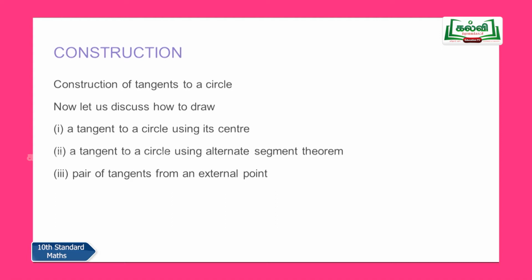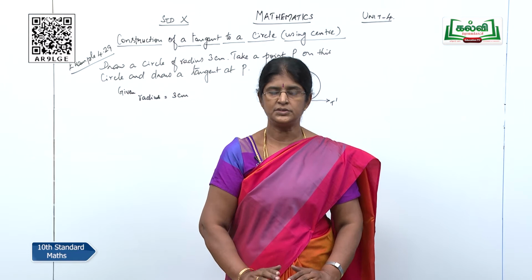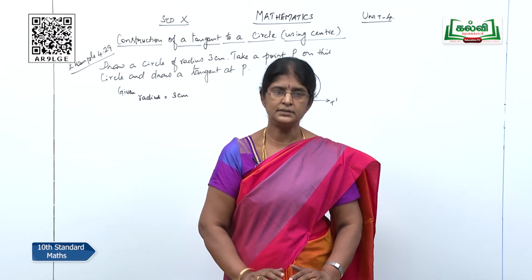Now let us discuss how to draw. First one is a tangent to a circle using center. The second one, a tangent to a circle using alternate segment theorem. And the last one is pair of tangents from an external point. These are the 3 different constructions we are going to see in this session.